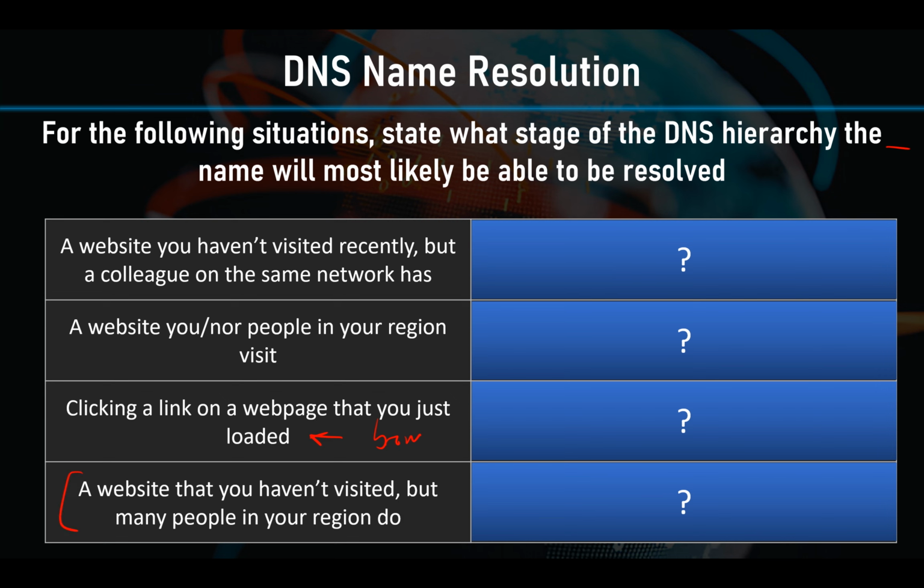Let's try this one: a website that you haven't visited, but many people in your region do. Your browser is not going to know, since you haven't visited. Likewise your router is also not going to know this DNS record, since you've not visited. However, since many people in your region have visited, the ISP's DNS server is going to know. So the answer is the ISP's DNS server, or the ISP's DNS resolver.